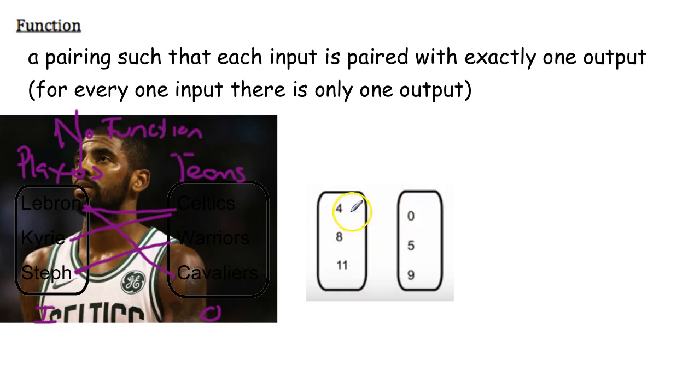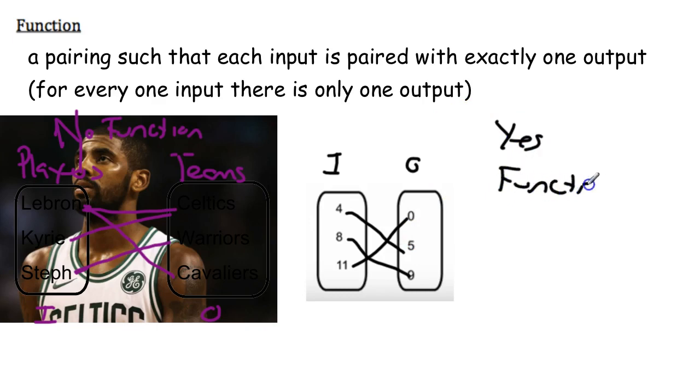All right, let's try it out. Let's say these are the inputs, those are the outputs. And let's say 4 went to 5, 11 went to 0, and 8 went to 9. Does every one input have only one output? Yes, right? So yes, it is a function.